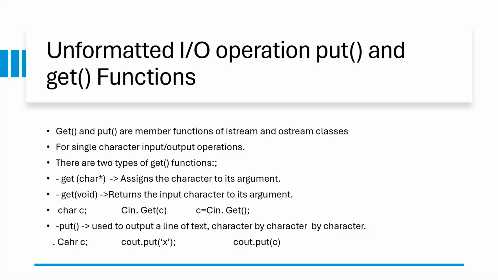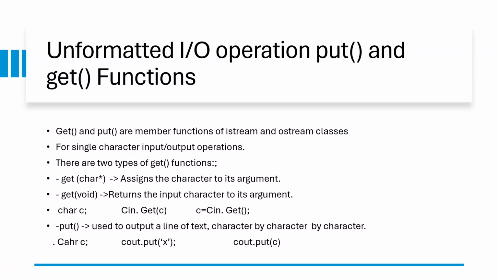What is an unformatted IO operation? In the word's meaning, it does not have a regular format; it is a no-formatter. We have some input and output operations for the input stream and output stream classes. Get and put are member functions of the istream and ostream classes.